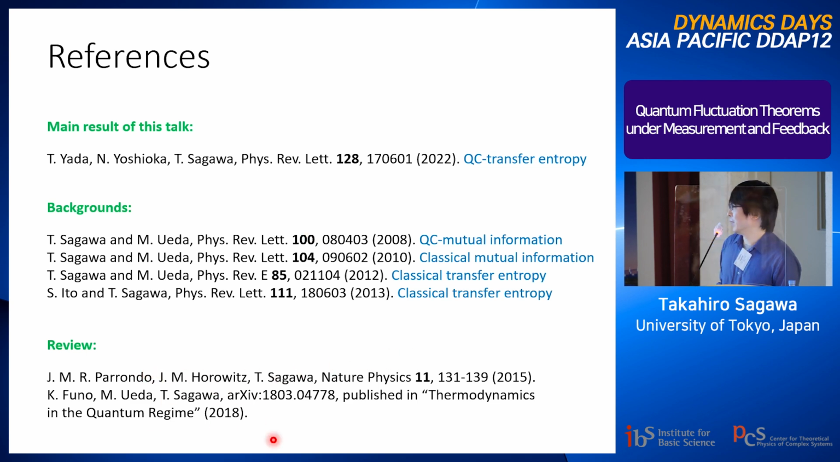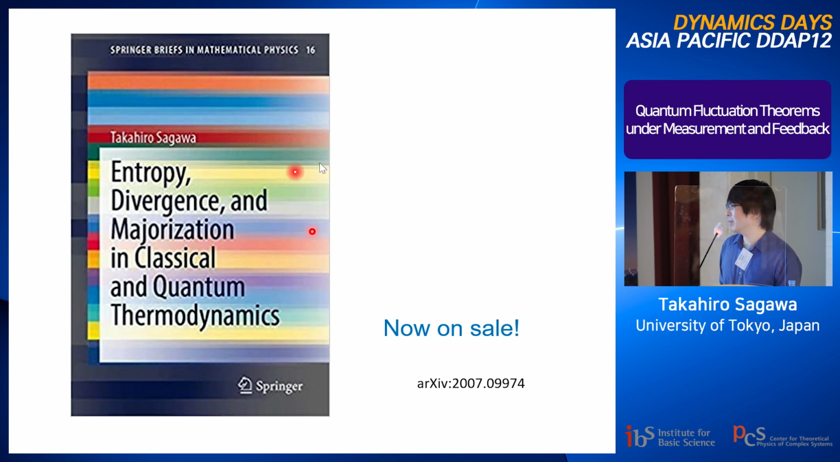And finally, let me just advertise my book. I have published a book this March, I think. This is about some mathematical theory of thermodynamics. It's more mathematical than the so-called information thermodynamics. But I have focused on some general properties of entropy and divergence and so-called majorization. And I discussed its relationship to classical and quantum thermodynamics as applications. So this is almost a mathematical book.